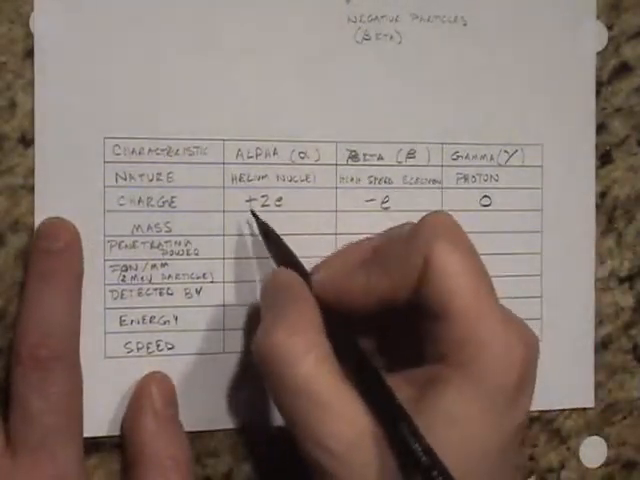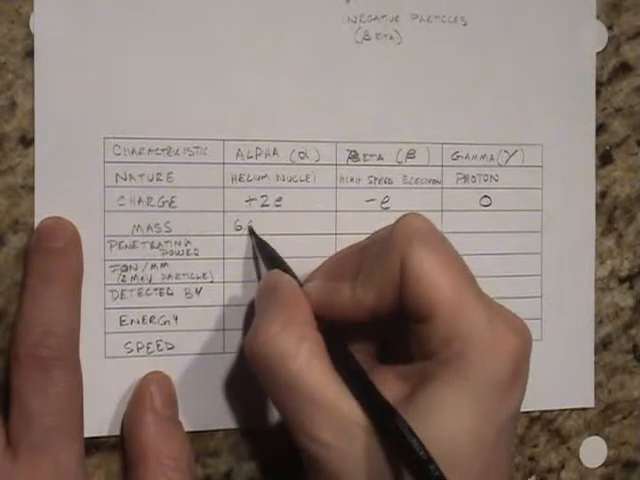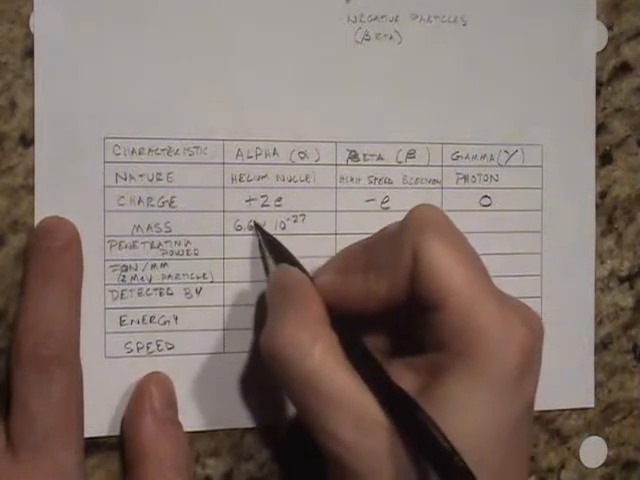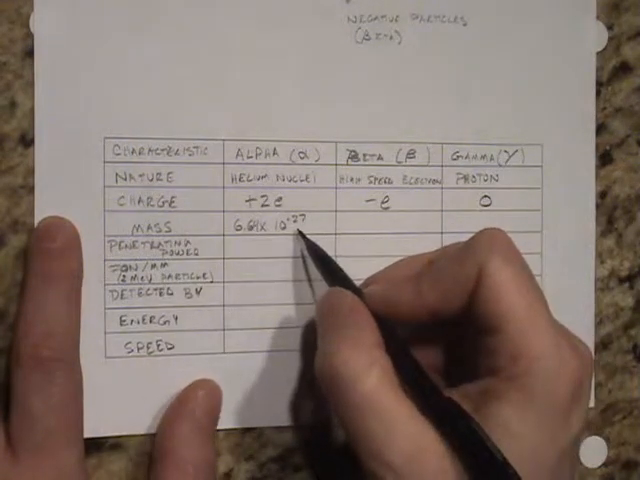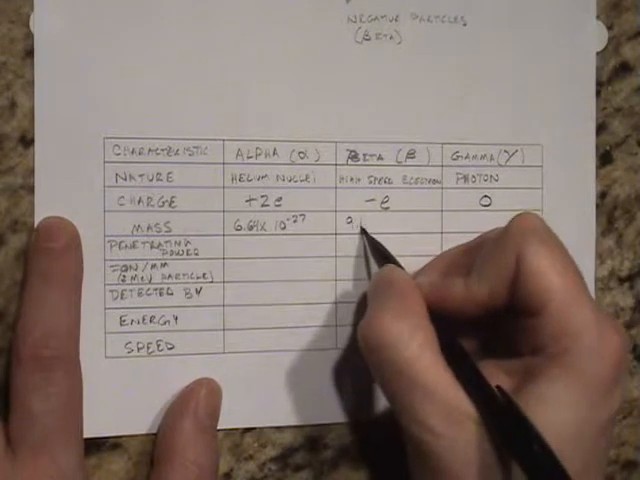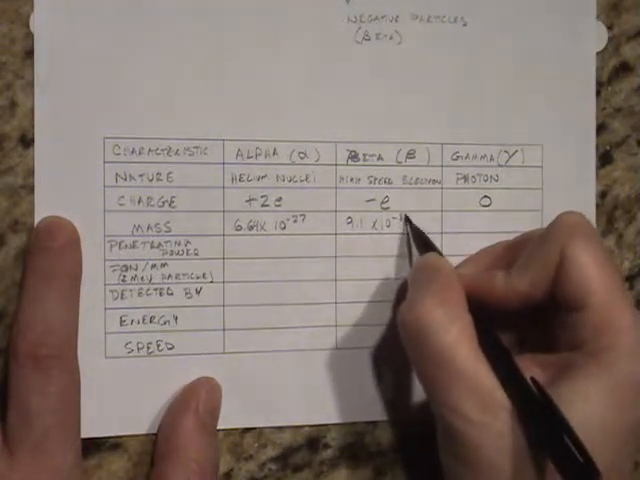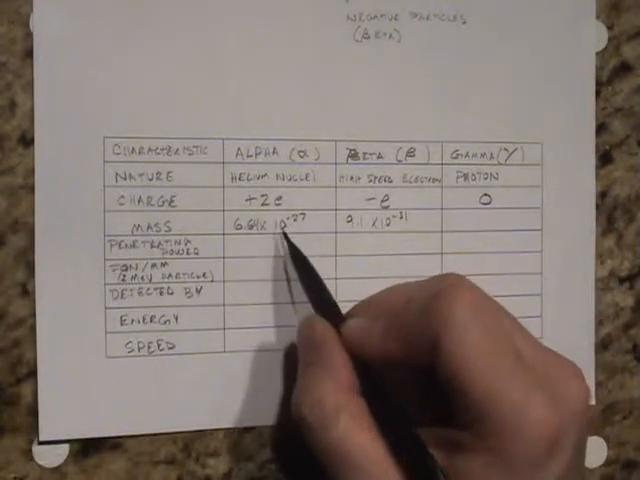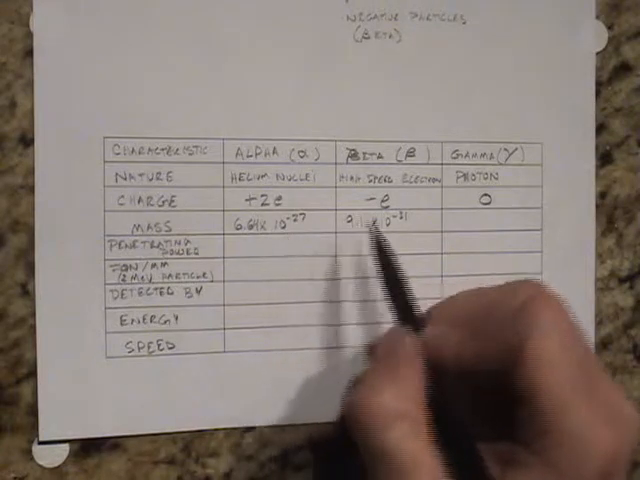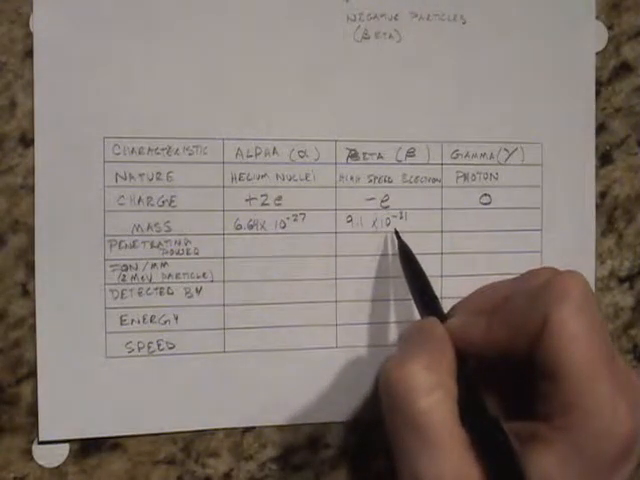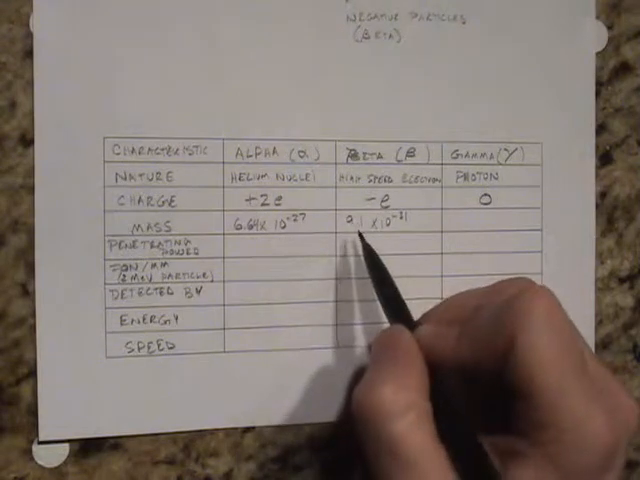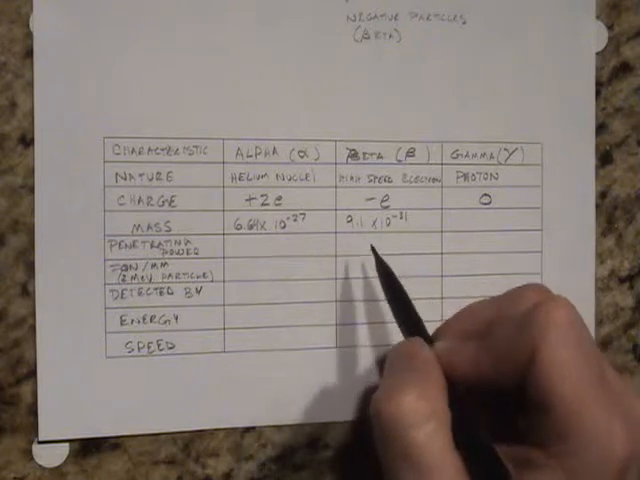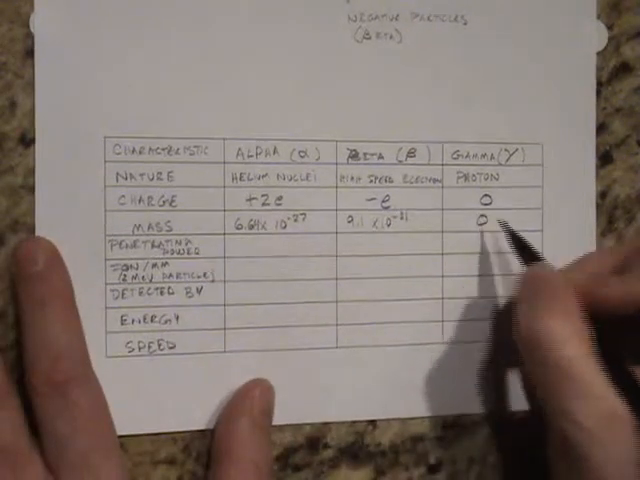For the mass, the alpha particle is quite massive as particles go. So that's 6.64 times 10 to the minus 27th. The electron mass, 9.1 times 10 to the minus 31. If you plug these into your calculator, dividing 6.64 times 10 to the minus 27 by 9.1 times 10 to the minus 31st, you'll find that there's approximately an 8,000 times difference in their mass. Alpha particle is much, much more massive than the beta particle. And of course the gamma ray is a photon of light, so it has no mass at all.